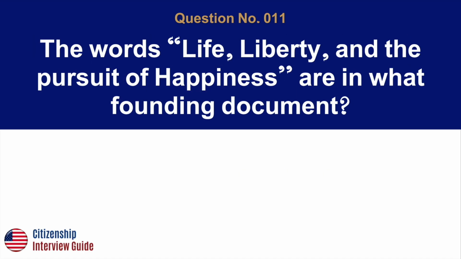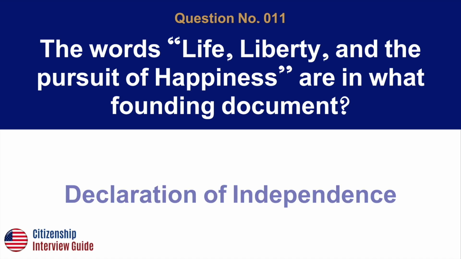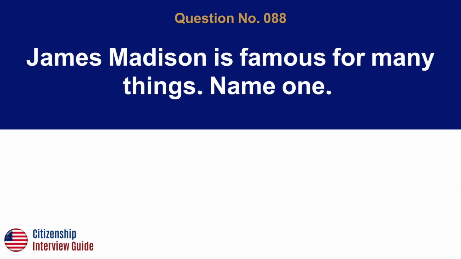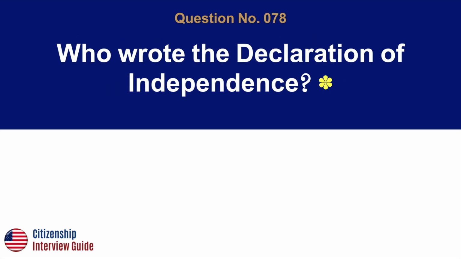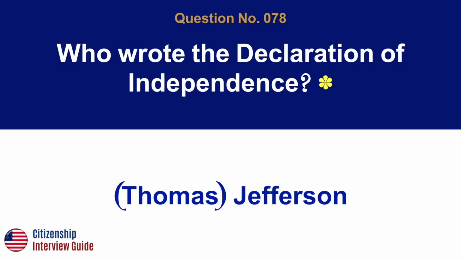The words life, liberty, and the pursuit of happiness are in what founding document? Declaration of Independence. James Madison is famous for many things. Name one. Father of the Constitution. Who wrote the Declaration of Independence? Thomas Jefferson.